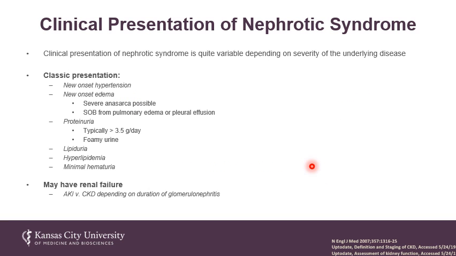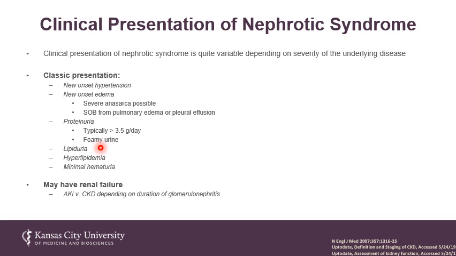The presentation of nephrotic syndrome is quite variable. The classic presentation is patients will have new onset hypertension, new onset swelling, which can be very severe, anasarca, which is just gross global swelling of the body. They can have shortness of breath from pulmonary edema or pleural effusions. They'll have proteinuria, so they'll complain of foamy urine. When you do a 24-hour urine collection, it's usually greater than 3.5 grams per day.